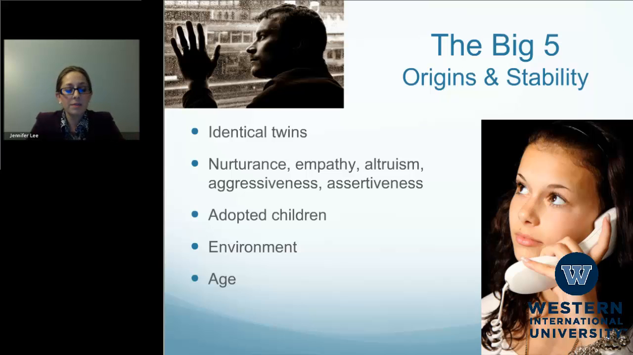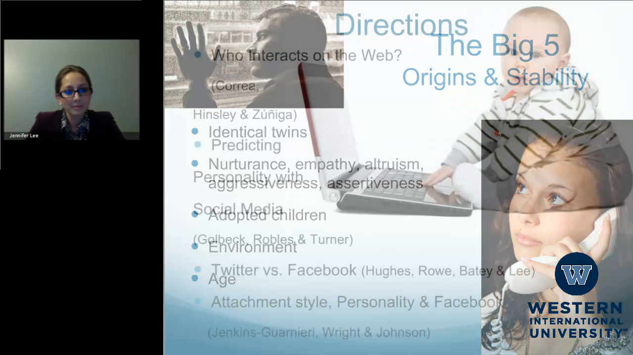And there are also significant age-related changes in those 5 factors. For example, openness, extroversion, and neuroticism tend to decline with age. Also, agreeableness and conscientiousness tend to increase until about age 70 and then tend to drop off.